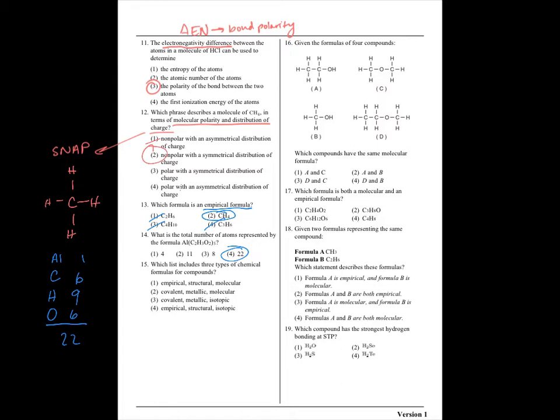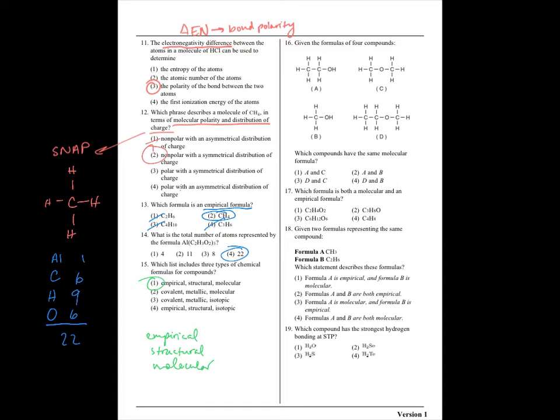All right, number 15. Which list includes 3 types of chemical formulas for compounds? What are the 3 types we talked about in class, guys? There's empirical, there's structural, and molecular. And hey, that's choice 1. We didn't talk about isotopic. That's not even a real formula. Covalent formula, no, and neither is metallic. Those are types of bonds, covalent and metallic.